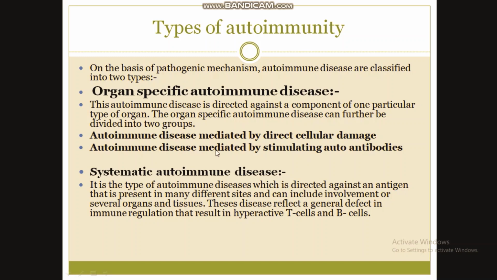And systemic autoimmune disease is the type of autoimmune disease which is directed against an antigen that is present in many different sites and can include involvement of several organs and tissues. This disease reflects a general defect in immune regulation that results in hyperactive T cells and B cells.